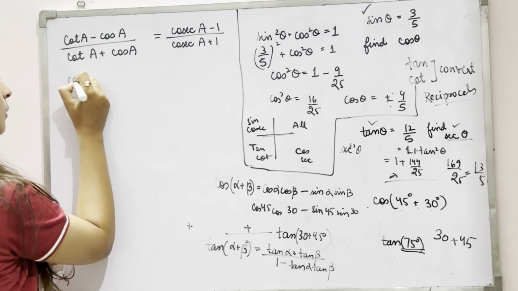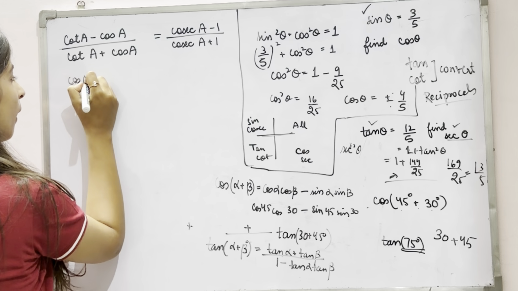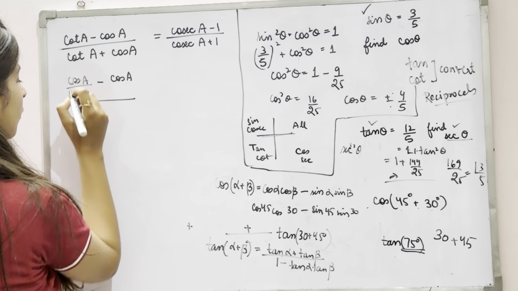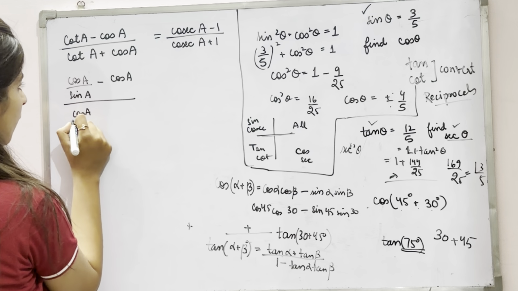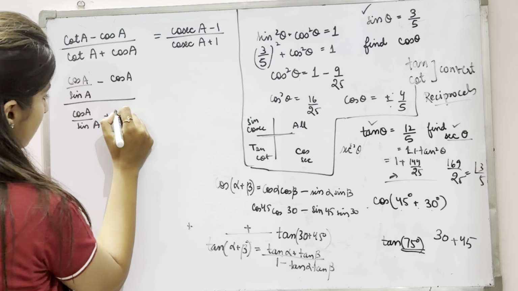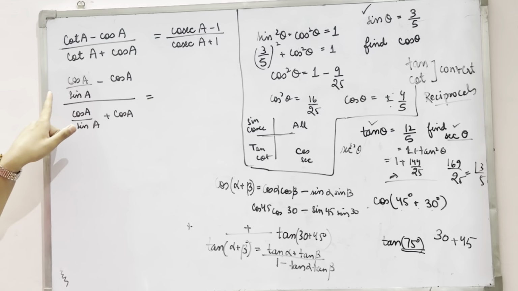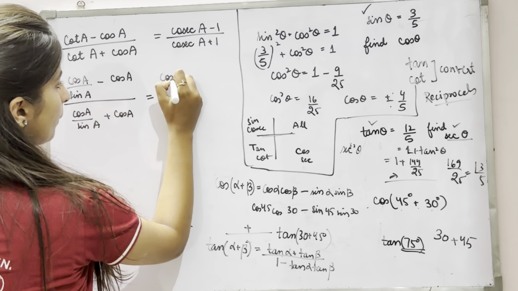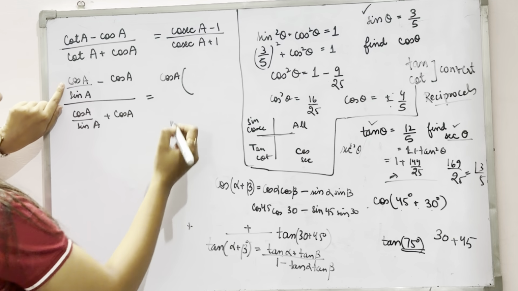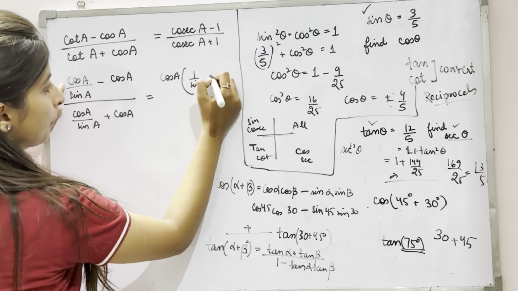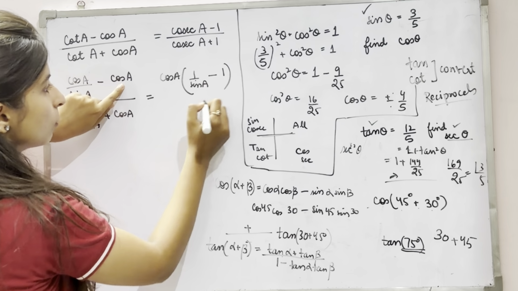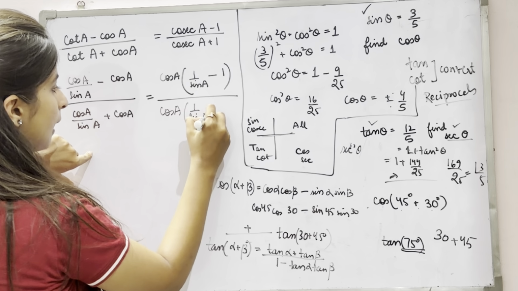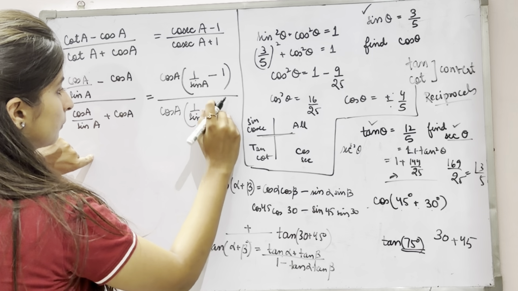This cot can be written as cos A upon sine A minus cos A divided by cot A can be written as cos A upon sine A plus cos A. Now again I am taking a common LCM, or what I can do is I can take cos A common. If I am taking cos A common out of this, what is left? 1 over sin A. Minus sign as it is. Cos A taken out, 1 upon sin A plus 1.